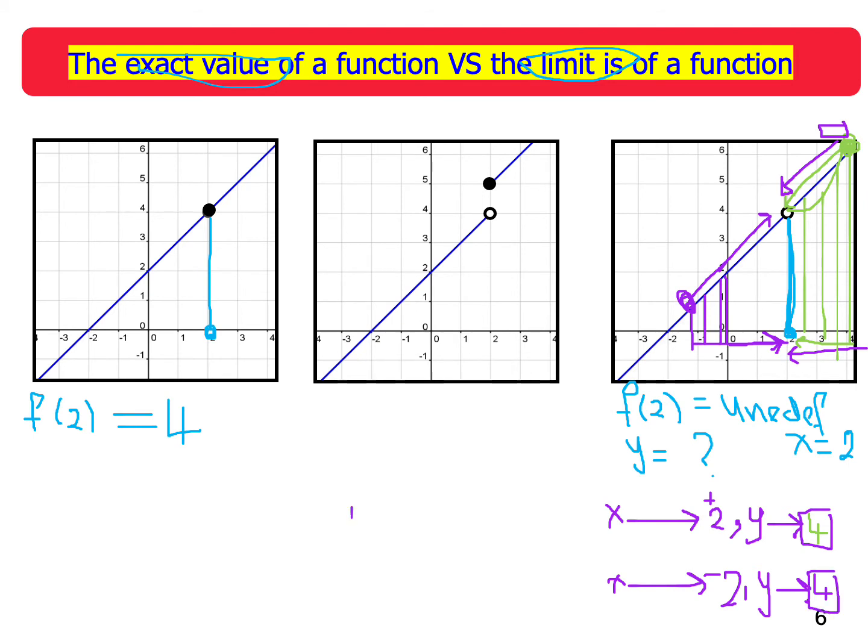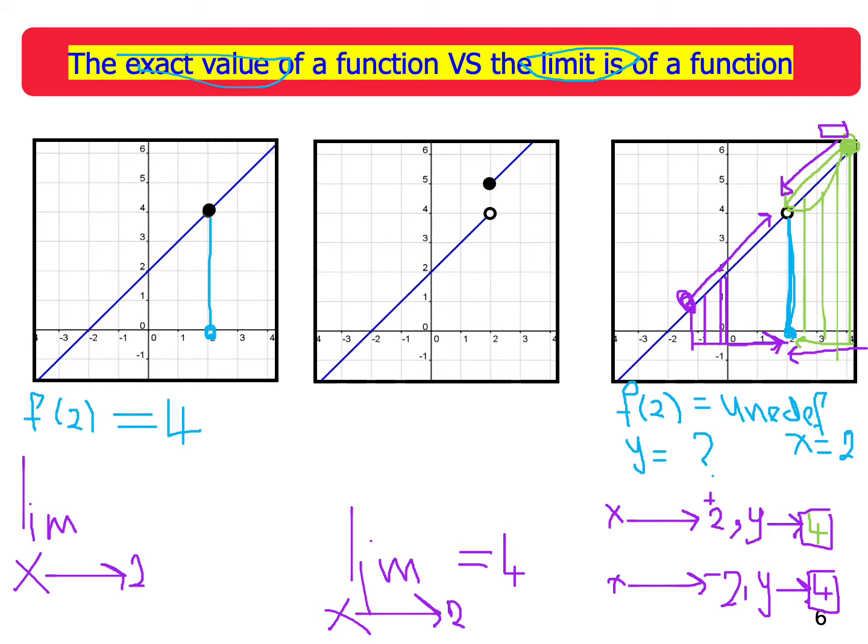That means the limit in general, when x goes to 2, whatever the direction, left or right, equals 4. And for this graph, the same idea. The limit, of course, from both sides is 4, because it is similar to the exact. The limit equals 4.